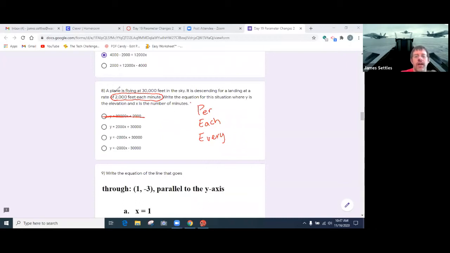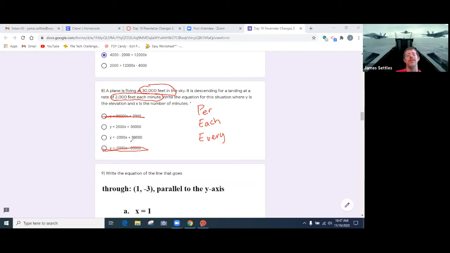We also know that a plane is flying at 30,000 feet in the sky. Well, if you're up in the air, that's a positive number, isn't it? Because it's up in the air. If you're negative, you're down in the dirt. And so the 30,000 has to be positive, so it's not going to be this one either.